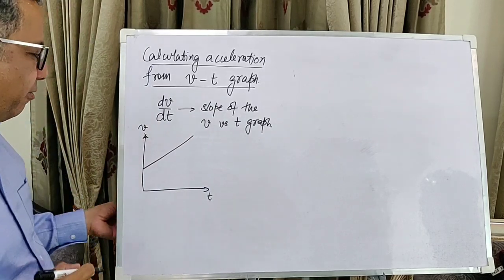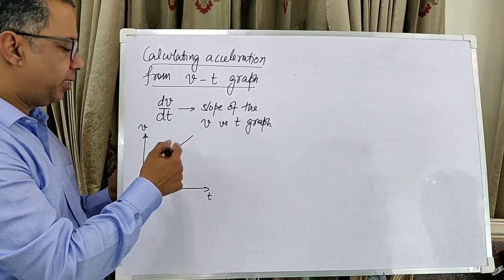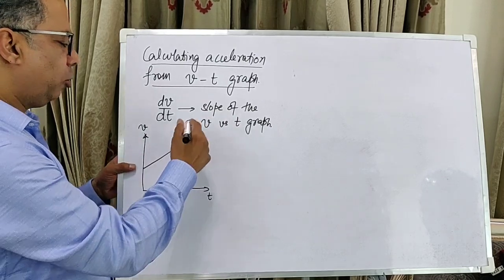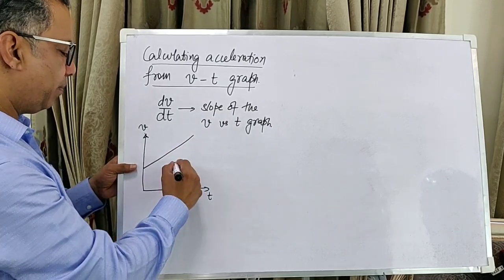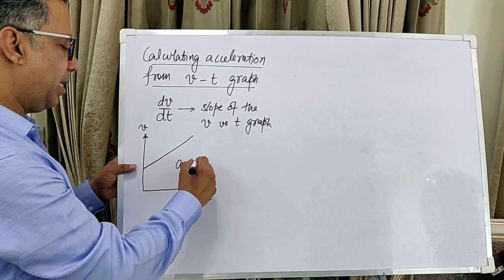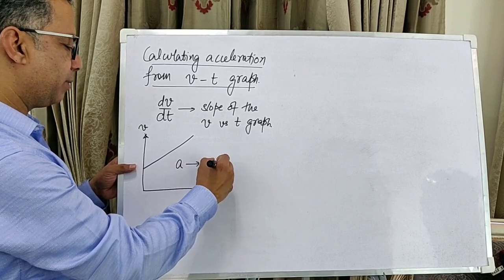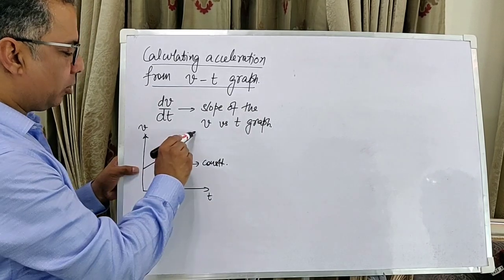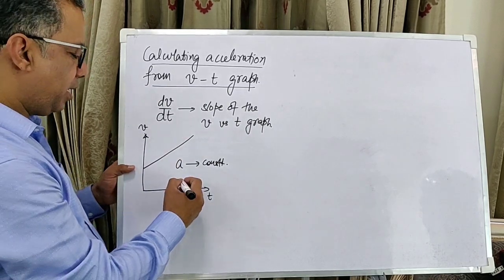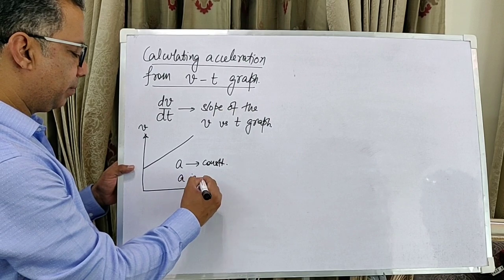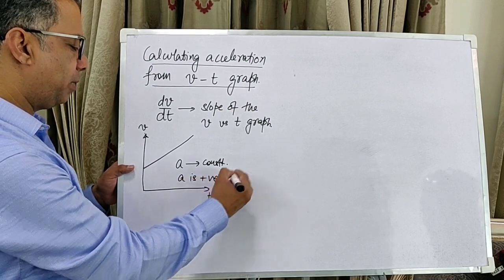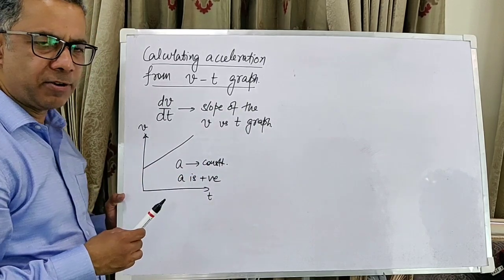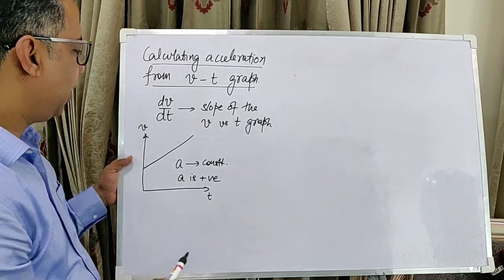What conclusions can we draw? This VT graph is a straight line here. So the slope is constant. If slope is constant, that means acceleration A is constant. Also, what we notice is that the slope is positive. So that means A is positive. Acceleration is positive, which means it is in the positive direction of x-axis.